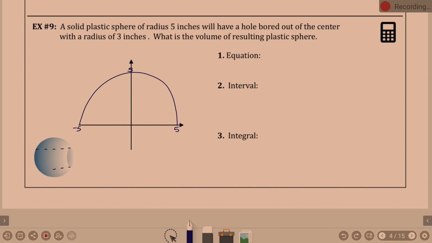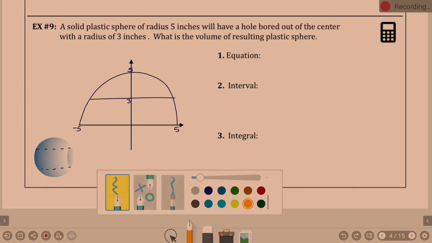That hole that goes through the center is a cylinder that goes through the center. It's just based on cutting out a line. Now, where is this line at? At 3. So we have this line here that is at 3. And so the idea is, what's the section that's being rotated and making this sphere with the hole in it?